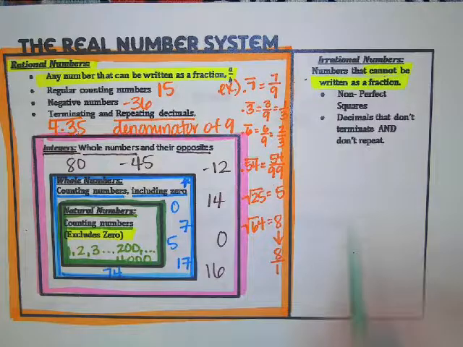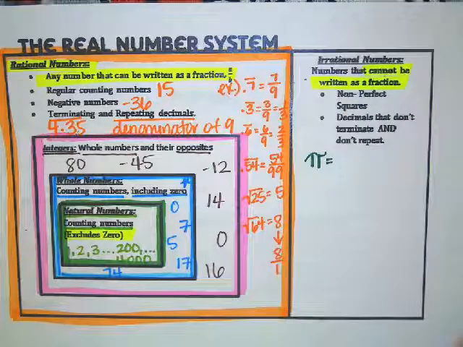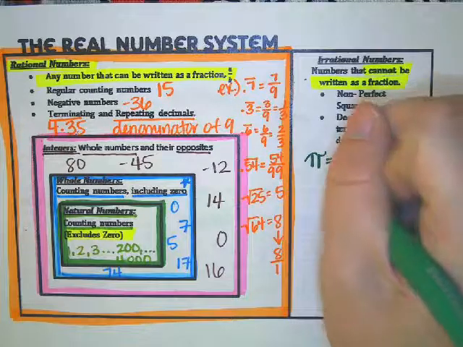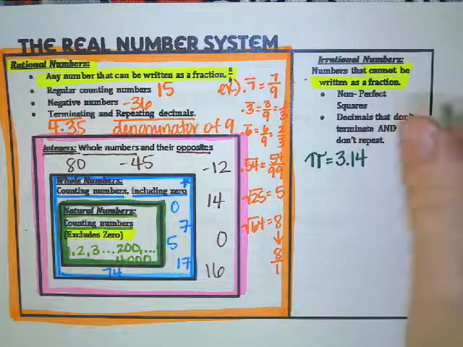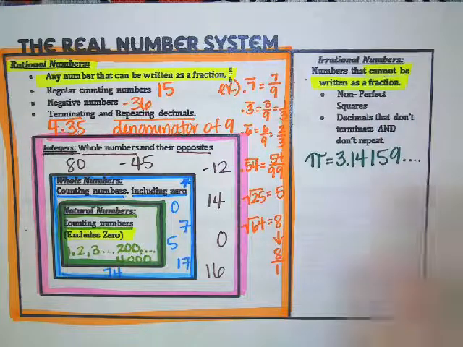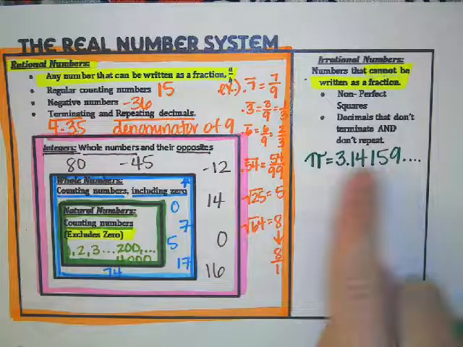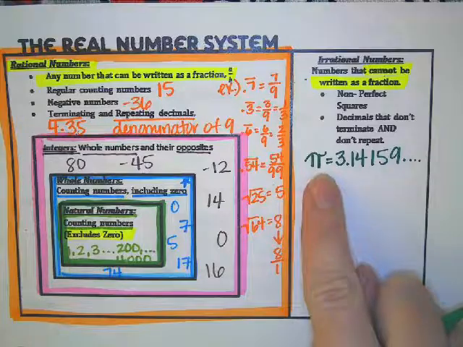A great example is when we think of pi. Pi is a number that goes on and on and on. So if I were to write out pi, I would say 3.1415, 9, on and on and on. I cannot turn this into a fraction, okay? So pi is a great example of irrational.